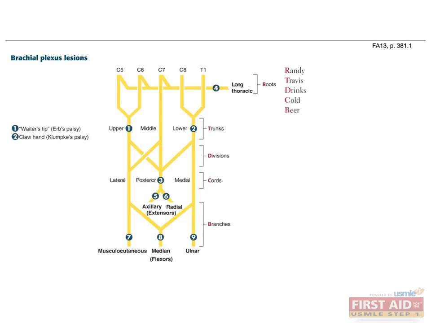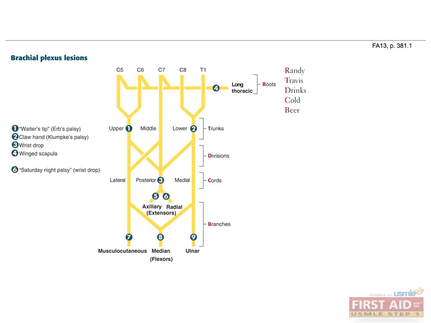2 is the total claw hand, or Klumpke's palsy, caused by injury to the lower trunk. Number 3 is a wrist drop, which occurs with an injury to the posterior cord, though notably there are other injuries that could cause this presentation as well. Namely, the 6th labeled nerve injury, or a radial nerve injury, could cause wrist drop. This makes sense as the posterior cord itself gives off the radial nerve.